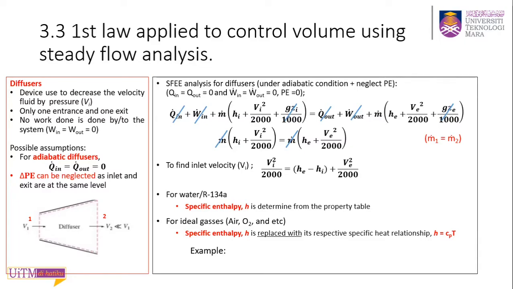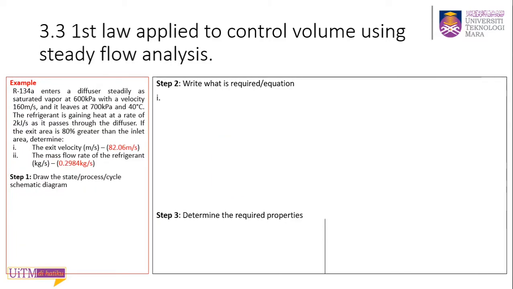For water or R134A, the values for specific enthalpy is read using the property table. For gases, the term for specific enthalpy is replaced with its related specific heat CpT. Now, let's look at the first example for diffusers. Feel free to pause to read and understand the question properly.